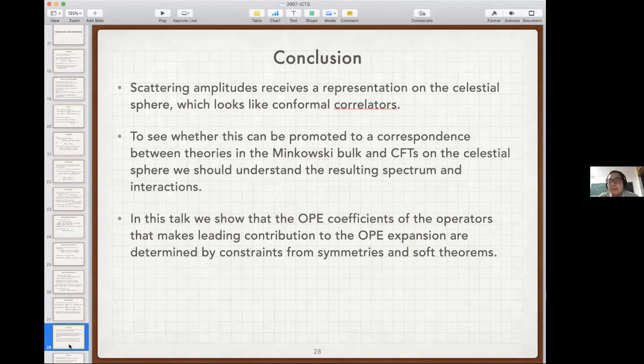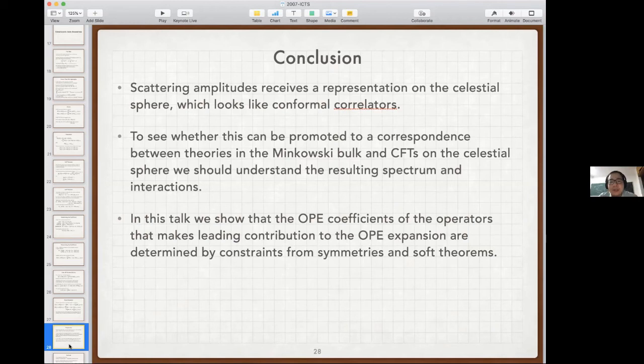And the critical question remaining here is that if we really want to find out certain holographic description, it is best for us to have a very sharp understanding of the theory content, or in other words, the spectrum and the interactions living in these conformal field theories on the celestial sphere. And in this talk, I had a very brief discussion about how we can determine at least a very restricted set of the OPE coefficients of the external operators by using consideration of the symmetries. And of course, this is a very, very small step. For the entire theory, there are much more things buried in the spectrum, and they wait for a much deeper understanding.